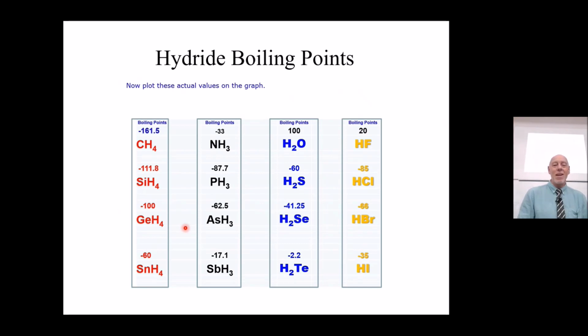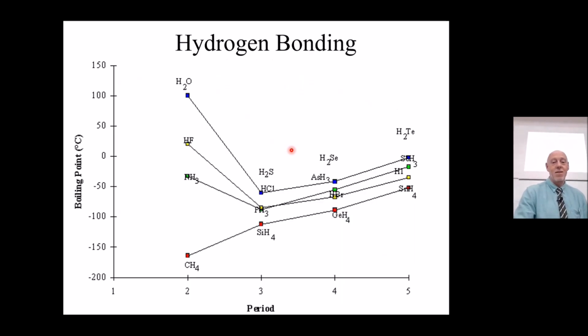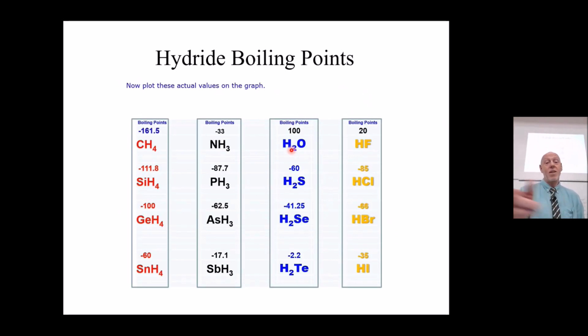Now, one or two people said to me, hang on a minute, isn't this water? How can you say it's got a minus? Water's boiling point is 100. So you can write those down now. If you put those on a graph, the graph does this. That's what the graph does. So write those values down.